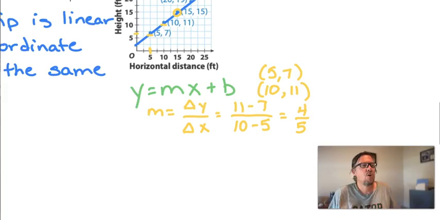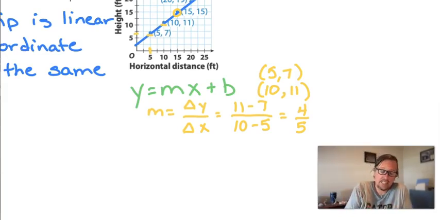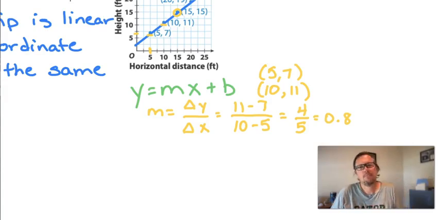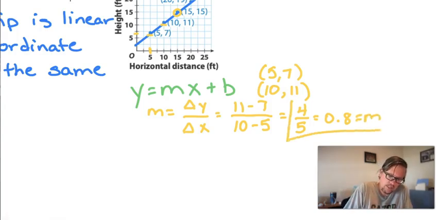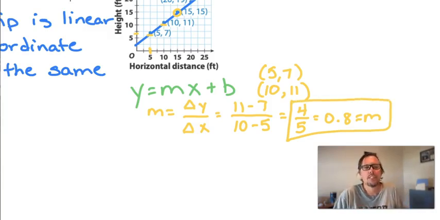So our slope is 4/5. It's fine to leave it as 4/5. If you prefer decimals, you could do 4 divided by 5 and get 0.8. Doesn't matter. So now we know what the slope is. Let's go ahead and find the y-intercept. So let's go ahead and make sure we've got this boxed in or highlighted or something so we know where to find that when we come back to it. Let's find the y-intercept, which is b.